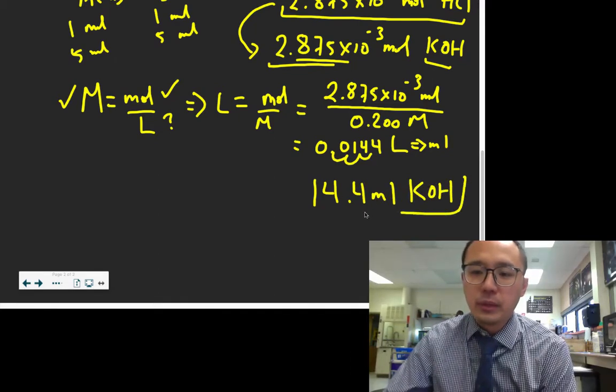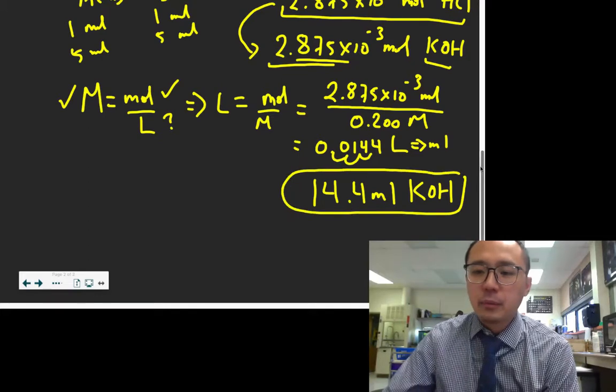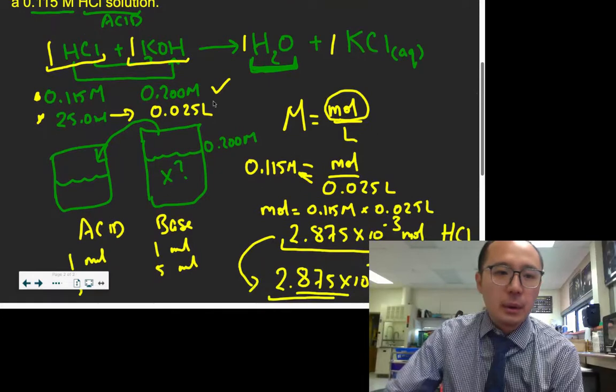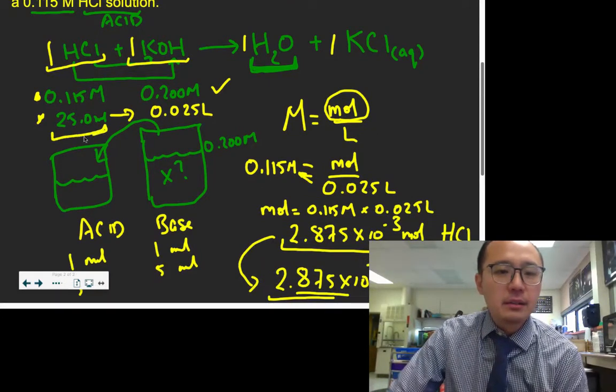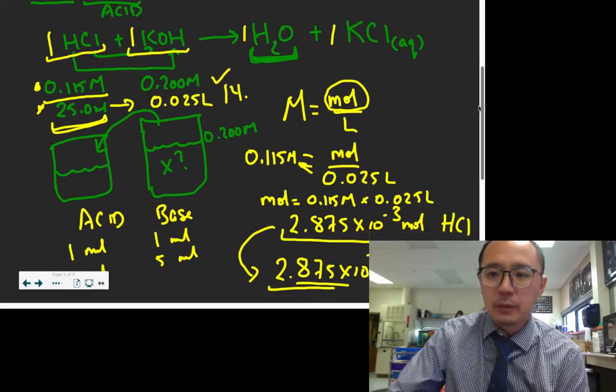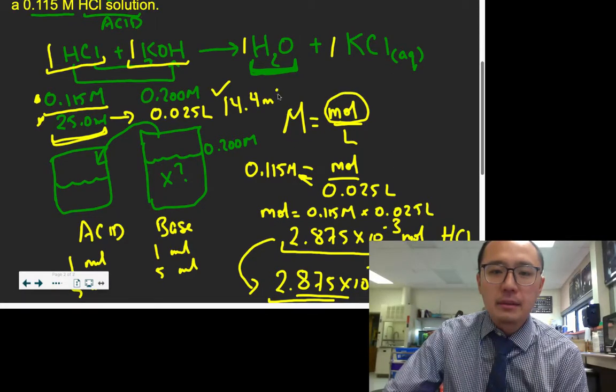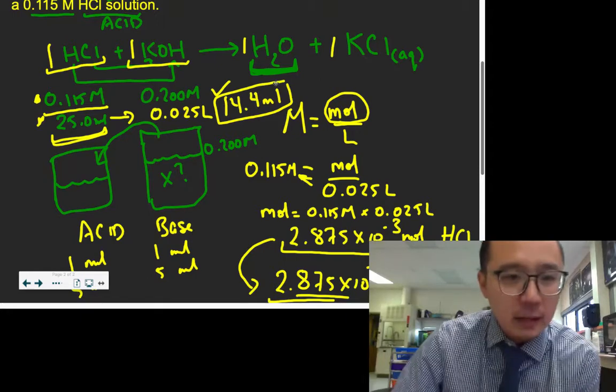So what did we calculate with this number? What we calculated was that in order to neutralize 25 mLs of this concentration, we need 14.4 mLs of KOH. So does this make sense? Let's look at the numbers.